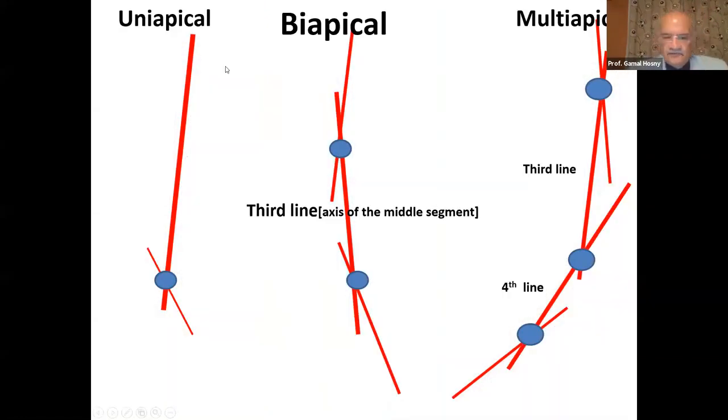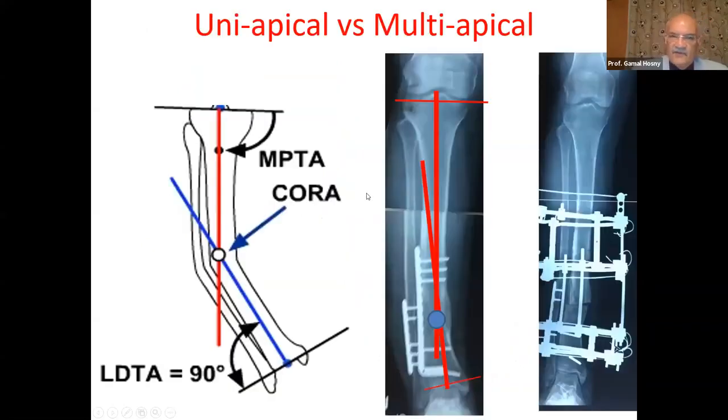So if you remove the bone, it's very simple. If you have a uniapical deformity, or biapical deformities, you have two CORAs. You draw a third line representing the middle segment of the bone. If it is C-shaped or semicircular, perhaps you have more than one axis to represent the two segments of the bone. Again, if you have a uniapical deformity, the proximal axis meets the distal axis in the middle of the bone, and you need one osteotomy to correct the deformity.